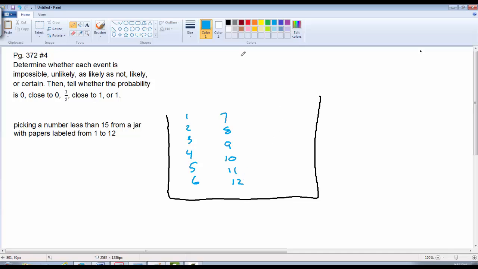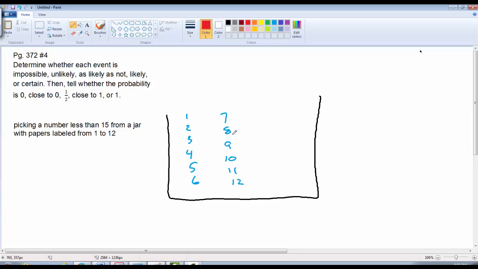And the question that they're asking on this one is, what's the probability, or the chances, of you picking a number less than 15? Okay, so a number less than 15. Well, if we take a look at our numbers that we have here, we're checking to see if they're less than 15. Well, 1 is less than 15, 2, and we go through this whole list, 7, 8, 9, all the way to 12. They're all going to be less than 15.